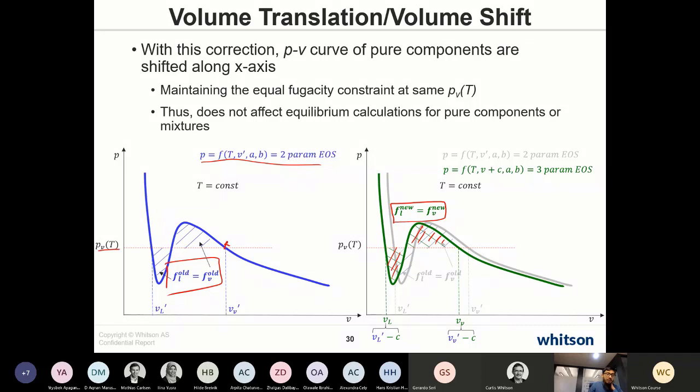And that's why this method was very elegant, and it didn't require a lot of effort to implement into the PVT packages and the simulators that had already programmed the SRK 2-parameter EOS or Peng-Robinson 2-parameter EOS.